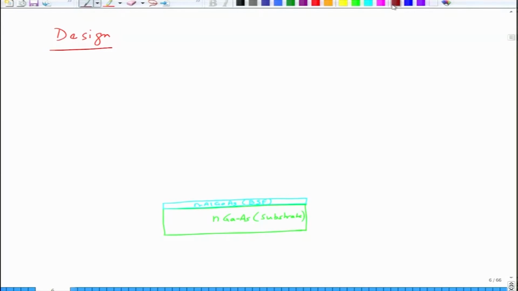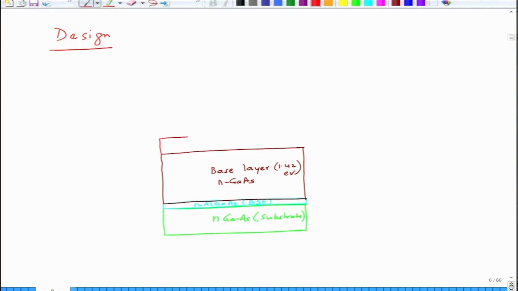And then we have the base. So, this is the base layer. Base layer is made of N gallium arsenide, and this has of course 1.42 eV of band gap, and on top of this we have emitter. So, this is emitter, which is p type gallium arsenide, and then on top again a small layer of p type GaAs, which is called a window, okay, but again it reduces the surface recombination.